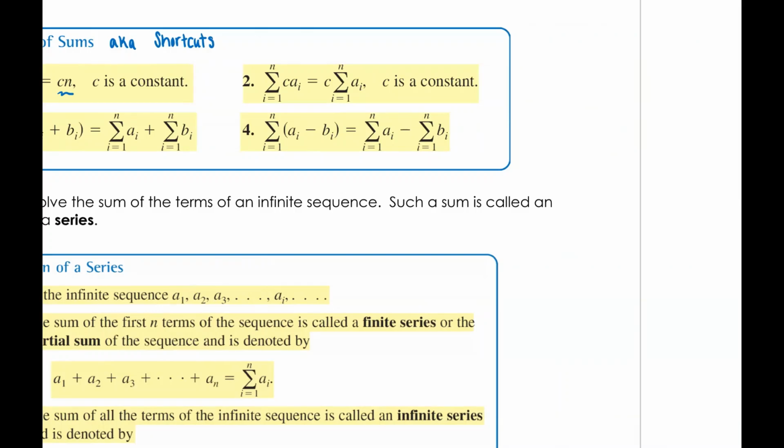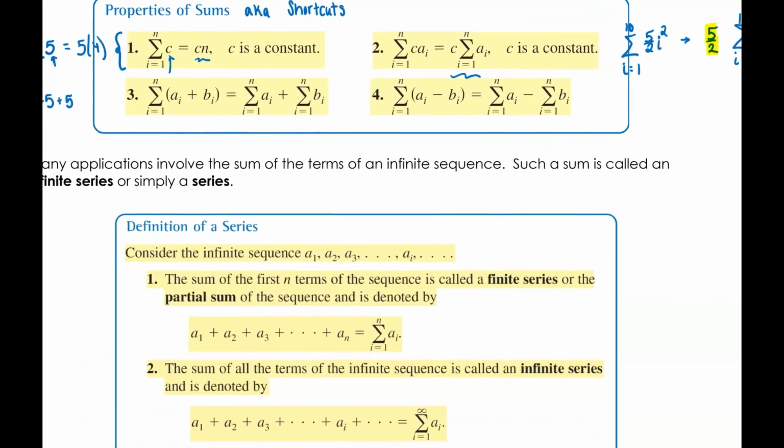Well, here's the example. Let's just say that I have the sum, let's do 1 to 10, of, I don't know, 5 halves times, let's do the squaring pattern, i squared. What this is telling you is that you can simply do the sum for the i squared part from 1 to 10. And then once you get that answer, you simply multiply that sum by 5 halves. That's what this rule is telling you here.